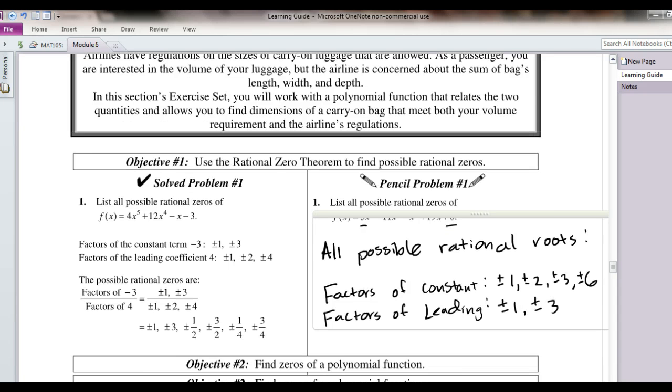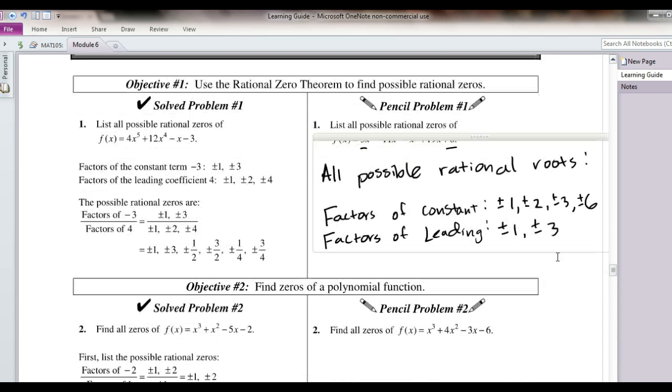So to figure out all the possible zeros, we have to make all possible fractions with factors from the constant term on top and factors from the leading term on the bottom. And they'll ask these questions on MyMathLab. They're not that bad though.